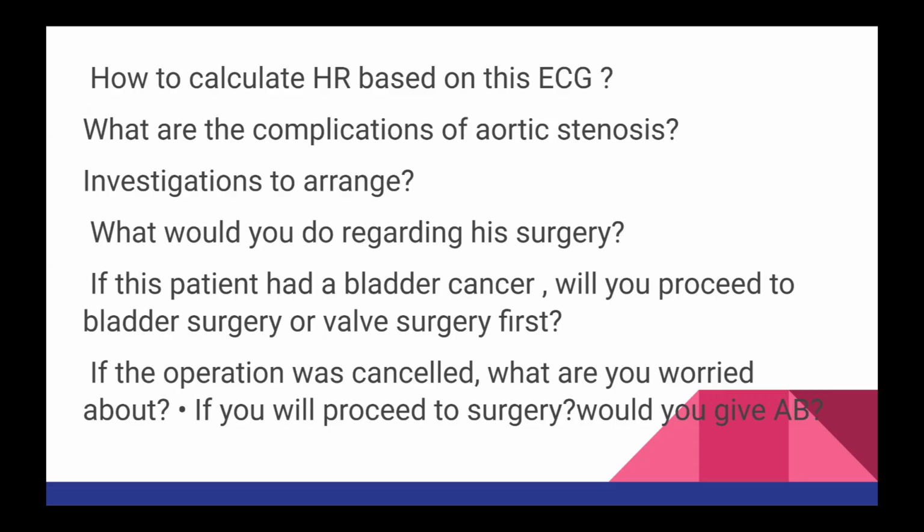Okay. So how can we calculate the heart rate based on the ECG? In cases of regular rhythm, it is calculated by dividing 300 by the number of large boxes between two RR intervals. If the rate is irregular, then we can count the number of QRS complexes in 30 large boxes and multiply it with 10.